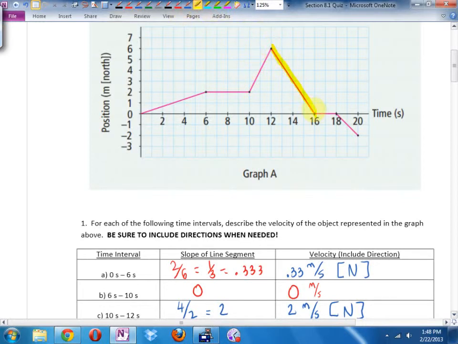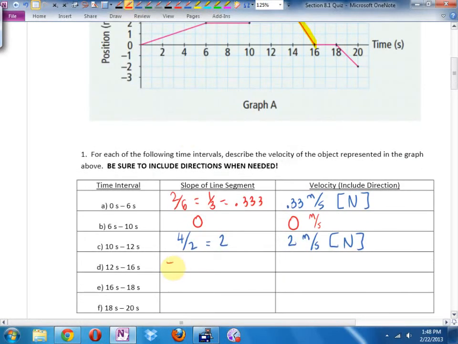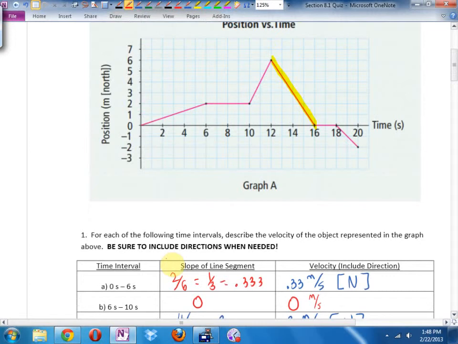From 12 to 16. What's the first thing, if I was really clever, that I would write down to make sure I don't forget? Negative. Why negative? Downhill. What's the rise? Hayden, my friend, how high am I when I start? 6. How high am I when I end? 0. What's the rise? 6 take away 6.